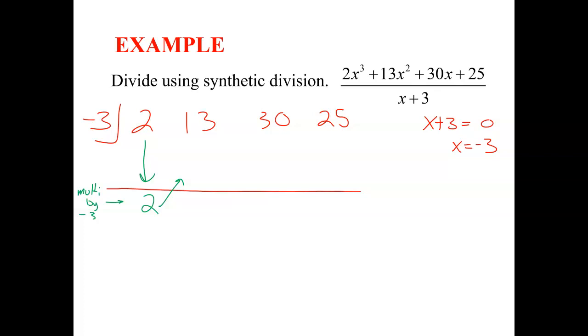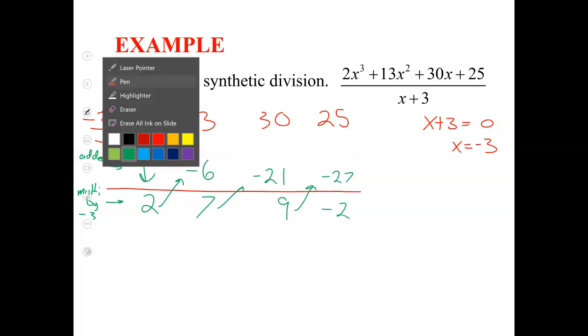So, what is -3 times 2? -6. Everything in this row will be added to get what's in the bottom, underneath it. So 13 plus -6. Good. And repeat. What's next? Multiply to get -21. Add to get 9. Multiply to get -27. Add to get -2.